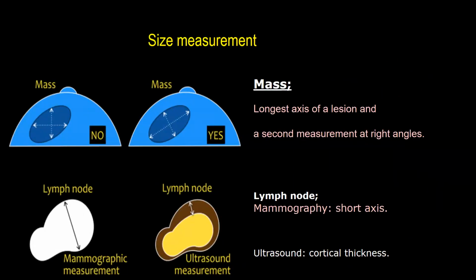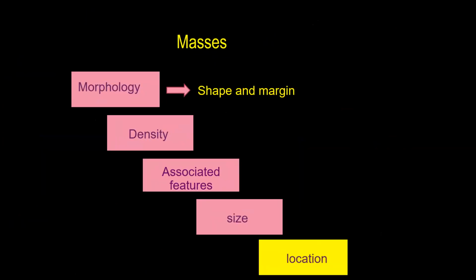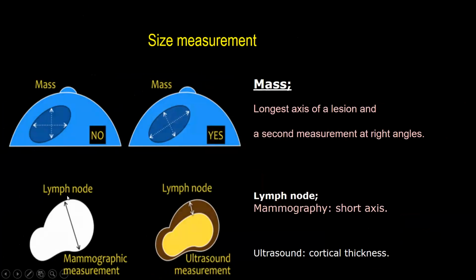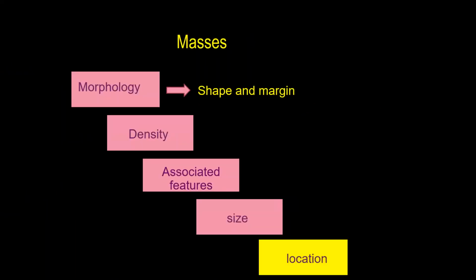And how to measure the size? It is important to have the longest axis of the mass. Not like that. Look for the longest axis. If it is oblique, measure along the oblique and then take the perpendicular. Take the longest axis and then the axis perpendicular to it. We'll discuss it again later. And regarding the lymph node on mammography, you will just measure the short axis of the lymph node.